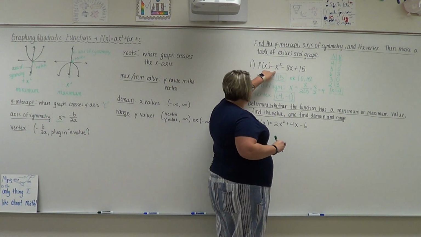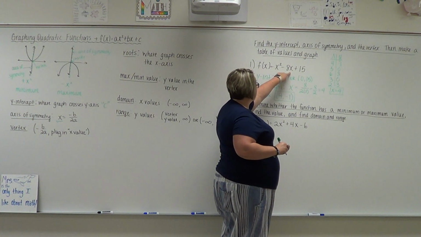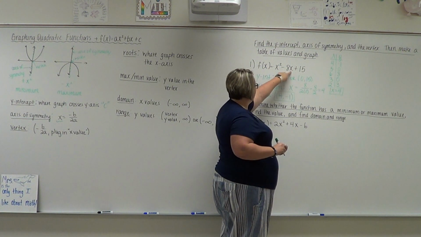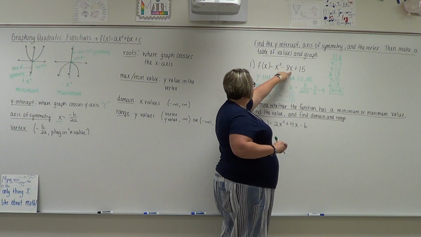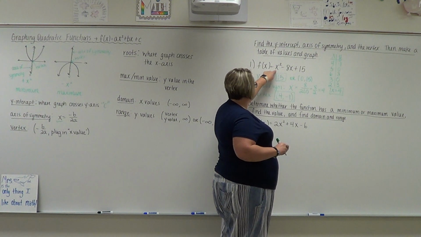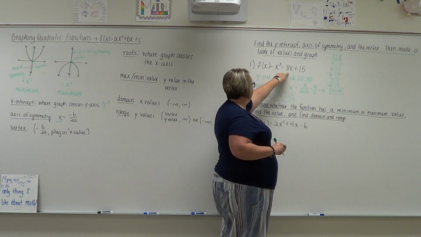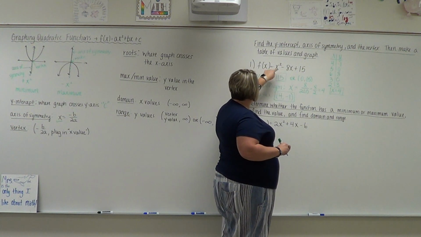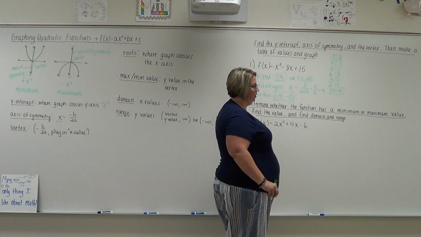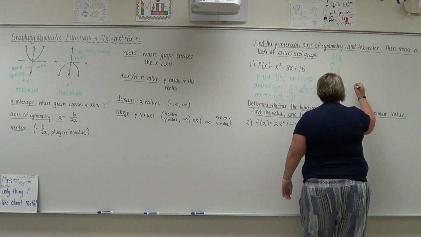3 squared is 9. 8 times negative 3 is negative 24. 9 minus 24 is negative 15. Plus 15 is 0. 2 squared is 4. Negative 8 times 2 is negative 16. 4 minus 16 is negative 12. Plus 15 is 3. And then we're going to graph it.